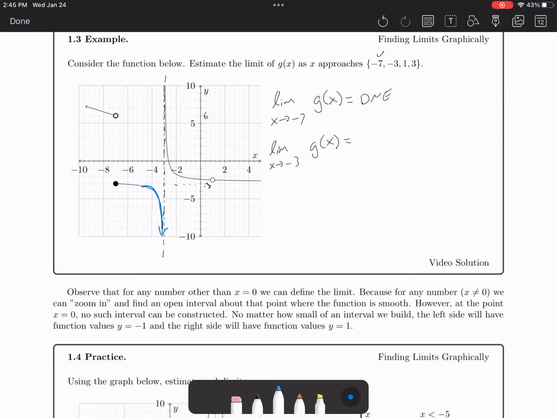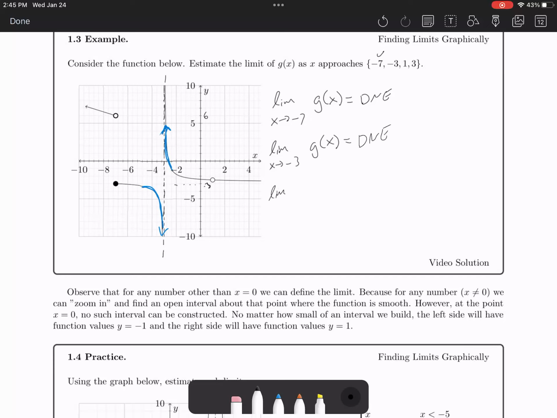It decays, it gets smaller and smaller without bound. On the right-hand side, as x gets closer and closer to -3, it grows without bound. It approaches positive infinity. So this limit does not exist for 2 different reasons. One, the left-hand side and the right-hand side are not equal, but also positive and negative infinity are not real numbers. So this, again, is a does not exist situation.